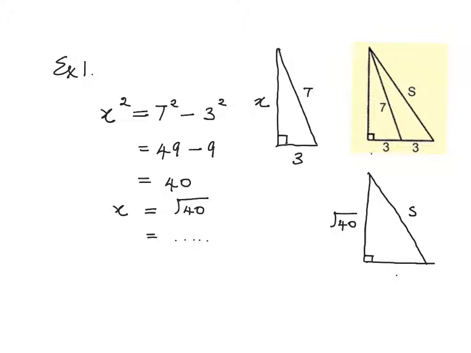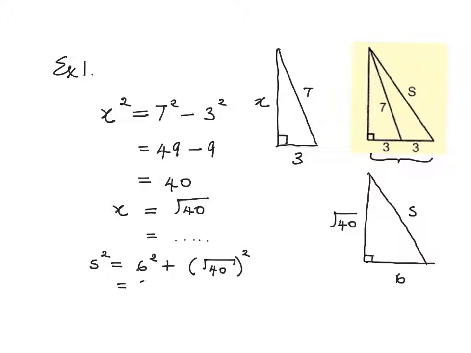Now we can see from the diagram 3 plus 3 is 6. So we can go ahead and work out the value of S. S squared, now it's the longest side calculation. We're trying to calculate the length of the hypotenuse, so there'll be a positive sign. It's 6 squared plus, now if I write it as a root 40 squared, I hope that won't cause any confusion. It probably will, but we'll see what happens.